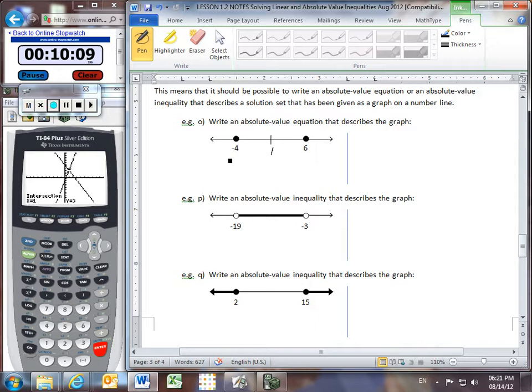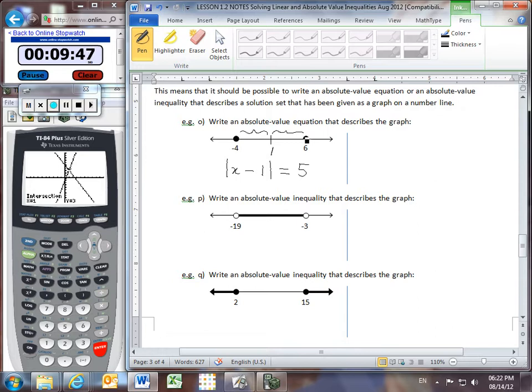And so the distance between my solutions, x and positive 1, is exactly equal to, what's that distance? 5 units each way, 5 units. And now I've written an absolute value equation whose solution is described by this graph.